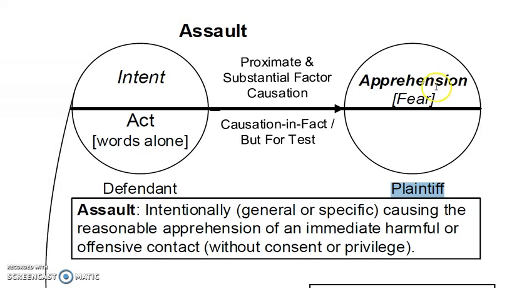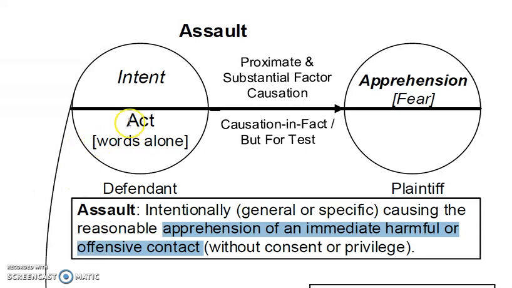Now note here that the fact pattern tells us that Ben was not fearful, and in fact the exception here is that fear does not have to be present. What has to be present is apprehension. Apprehension is the comprehension, the logical comprehension of an immediate harmful or offensive contact. So the actions of Johnny are driving toward that type of apprehension. Fear does not need to be present.